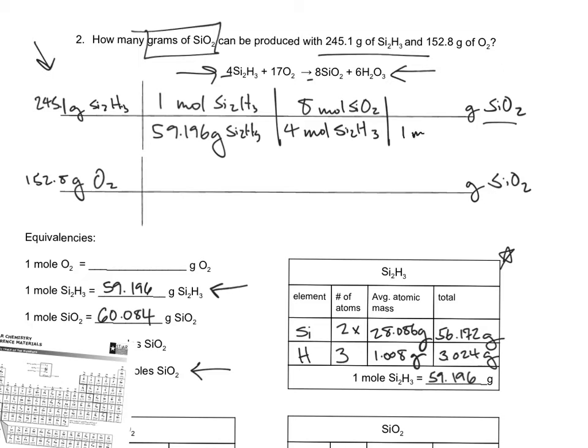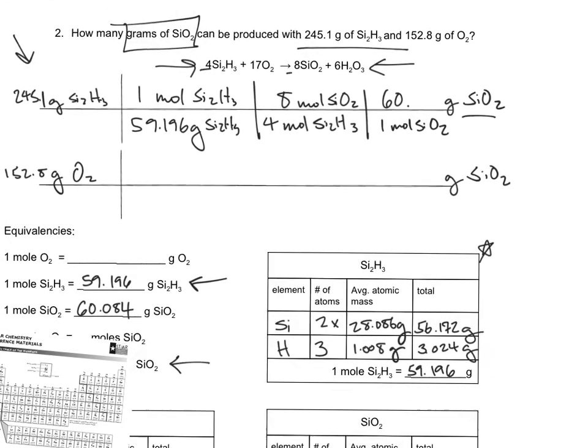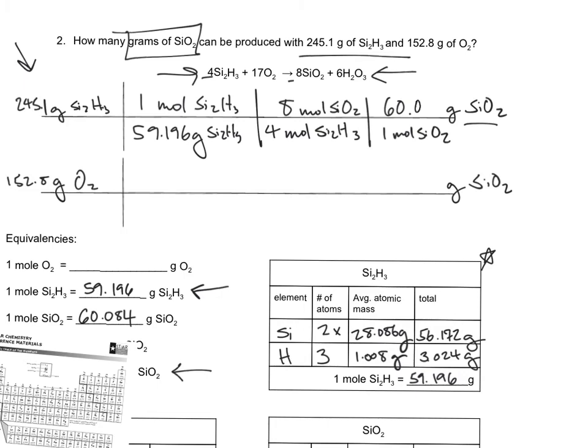Said 1 mole SiO2 is equal to 60.084 grams of SiO2. So now we've taken our 245.1 grams of Si2H3 and made that grams of SiO2. In order to get the correct answer, we need to multiply everything on the top, divide everything on the bottom.